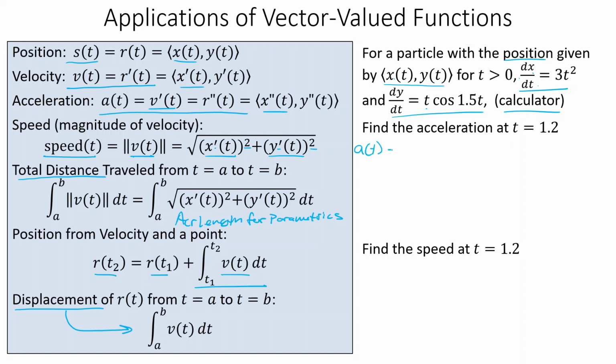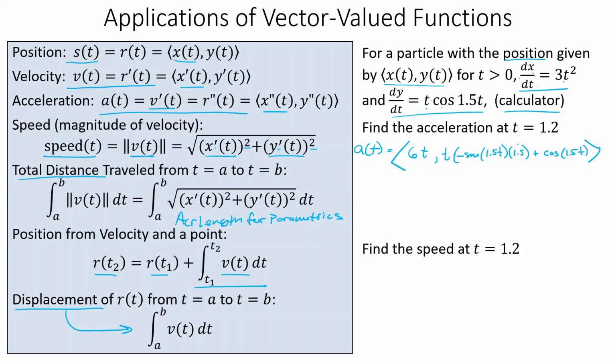So I could say a of t is the derivative of this guy, which is 6t. Not a hard derivative. And the derivative of this guy: I've got a t here and a cosine here, so I have to do a product rule. It's the first times the derivative of cosine, which is negative sine of 1.5t, times the derivative of the inside, so times 1.5, plus the second times the derivative of the first. The derivative of t is just 1, so we get cosine of 1.5t.